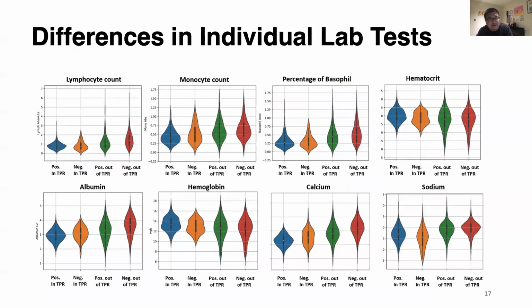And we also investigated the difference between the positives and negatives who are within that circle or outside that circle, and what the differences are. So this is a violin plot of certain individual lab tests like the lymphocyte count, the monocyte count, basophil, albumin, hemoglobin, and so on and so forth. We can see there is a pretty significant difference for the lab test values within the circle and outside the circle.